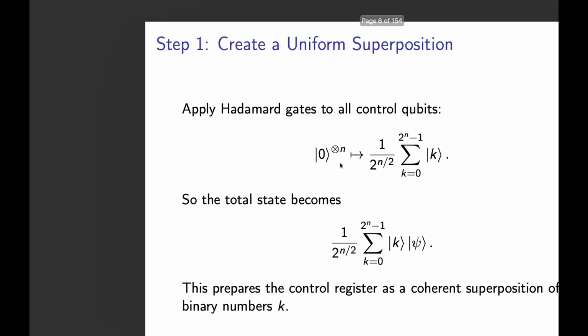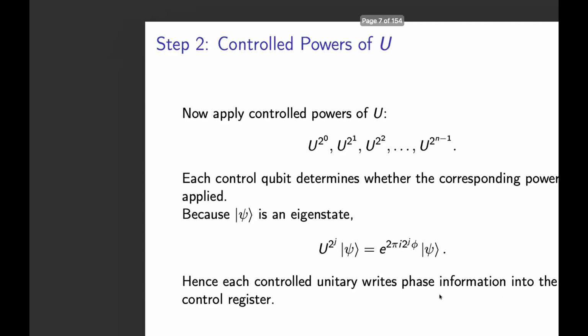So this is the initial state. All the qubits are initialized to 0 in the control register, and this is just the tensor product. We have just skipped the tensor product notation here. That prepares the control register as a coherent superposition of all binary numbers k.